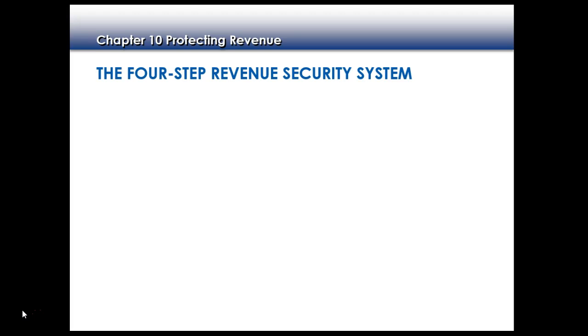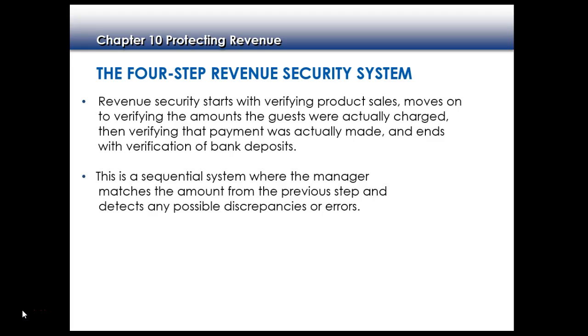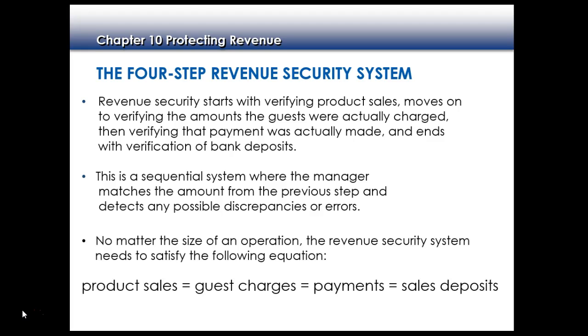The 4-step revenue security system. So revenue security starts with verifying product sales, moves on to verifying the amount the guests were actually charged, then verifying the payment was actually made, and then ends with the verification of bank deposits. This is a sequential system where the manager matches the amount from the previous step and detects any possible discrepancies or errors.